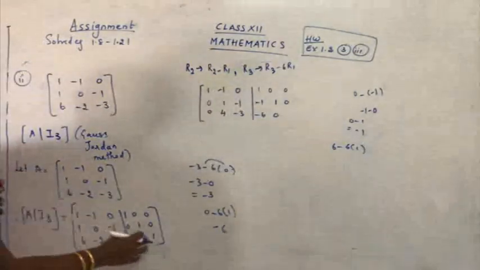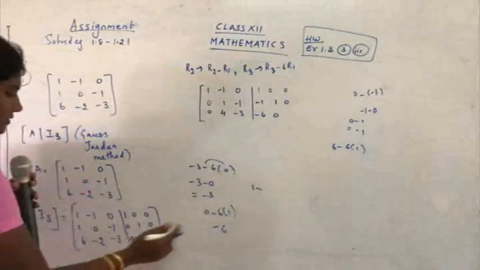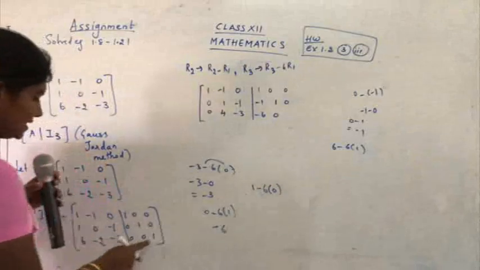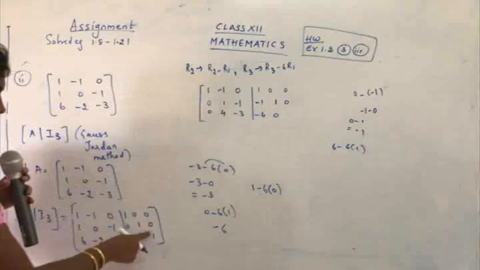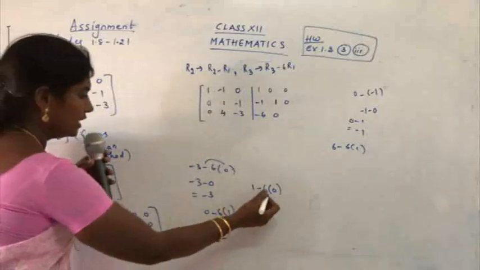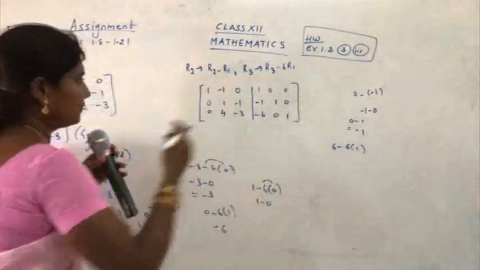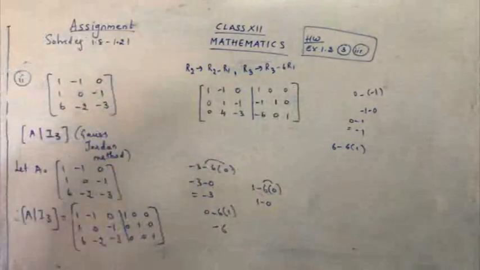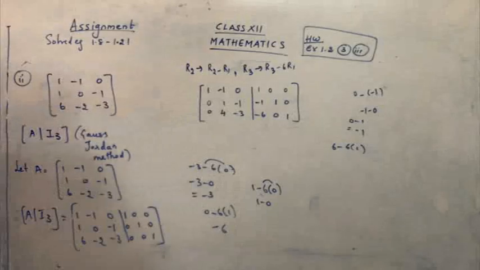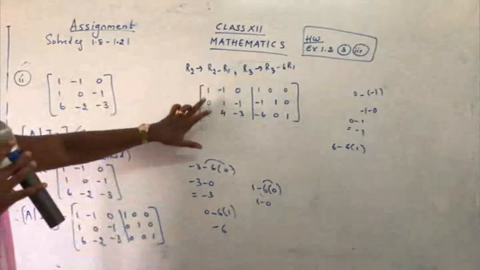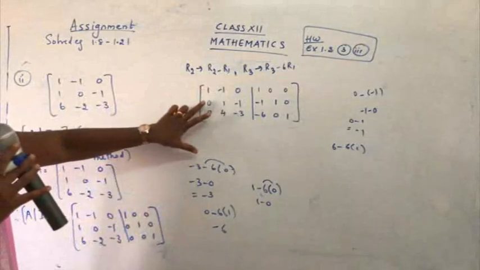Then 1 minus 6 into 0. What is 6 into 0? Is 0. So 1 minus 0 is 1. So we have transformed R2 and R3. So now we have just done some steps. We have completed our first column. Yes, children, it was 1, 0, 0.